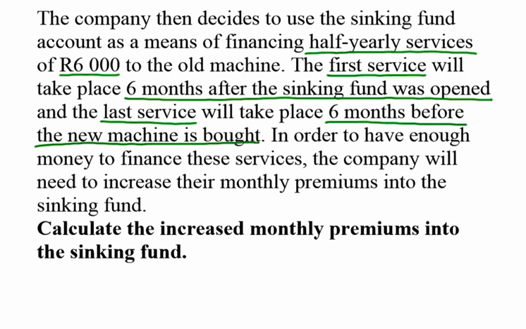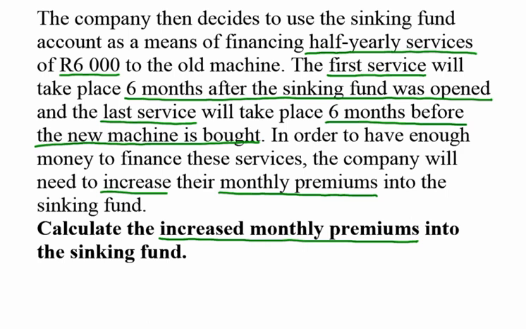In order to have enough money to finance these services, the company will need to increase their monthly premiums into the sinking fund. So if they're taking out 6,000 every 6 months, they're not going to have enough money to replace the machine. So they're going to need to increase those monthly premiums. And that's what we need to calculate, the new increased monthly premiums.